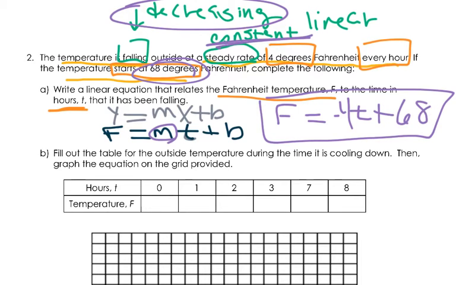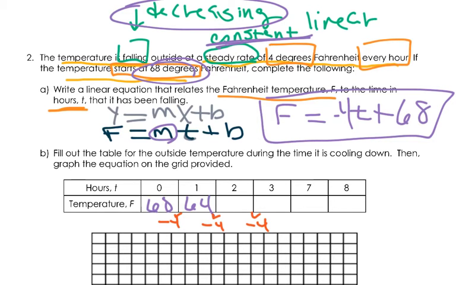Okay, letter B. Fill out the table for the outside temperature during the times it's cooling down. Then graph the equation on the grid below. Grid provided. Okay, let's start with the chart. So at 0 hours, right, that's my starting point. Okay, the temperature is 68. After the first hour, it's going to decrease by 4, so 64. Right, so from here to here, it's -4. Each time, it's going down by 4.